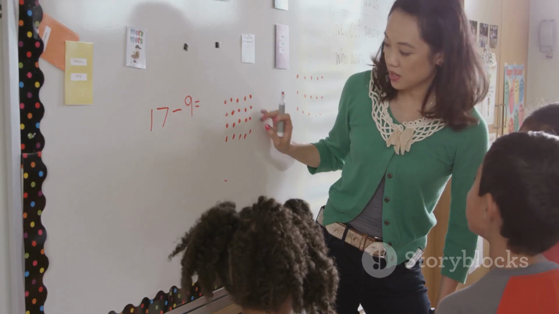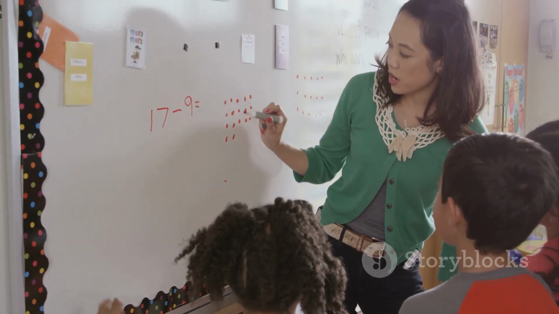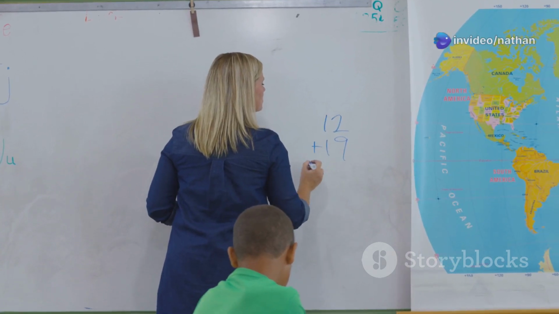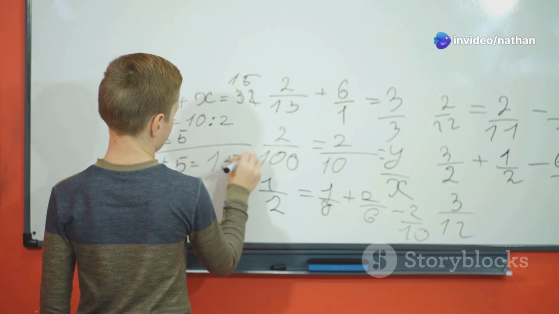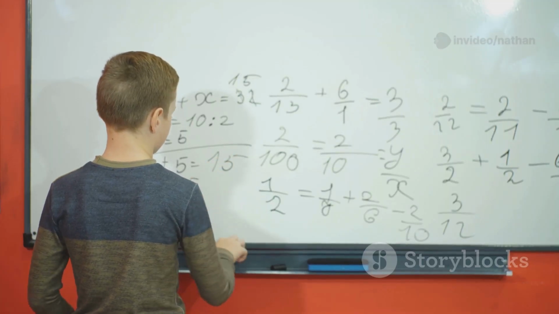Subtracting fractions works the same way. Say you have 3/4 and you want to subtract 1/4. The common denominator is already there, so just subtract the numerators. 3 minus 1 equals 2. That leaves you with 2/4, which you can simplify to 1/2.